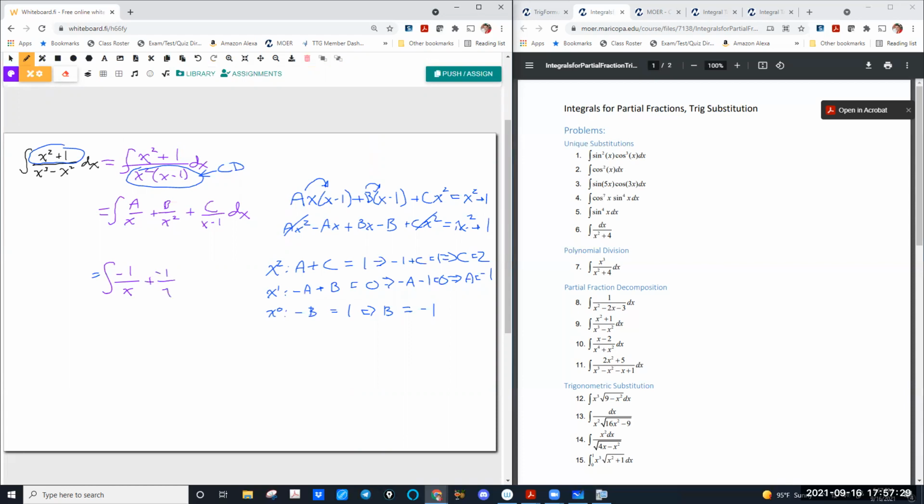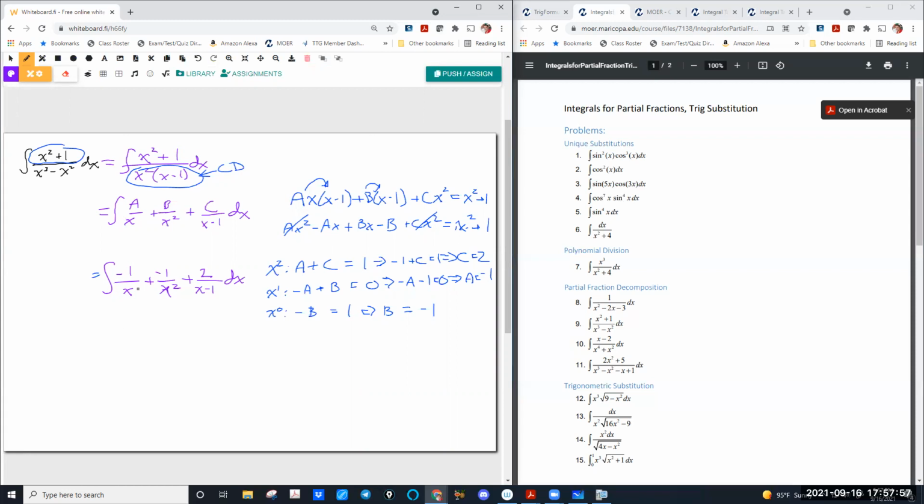Plus negative 1 over x squared plus C, which is 2 over x minus 1 dx. Now you do this one piece by piece. Here's one thing that I see happen, and I want you to be careful of it. A lot of these partial fraction ones do end up being natural logs. Don't get in the habit of making 1 over everything a natural log.